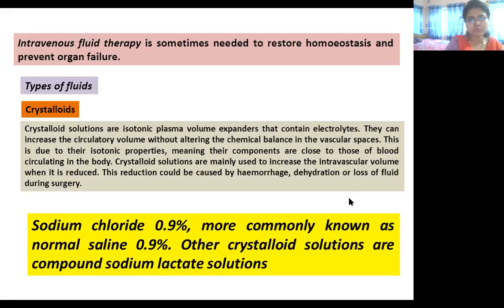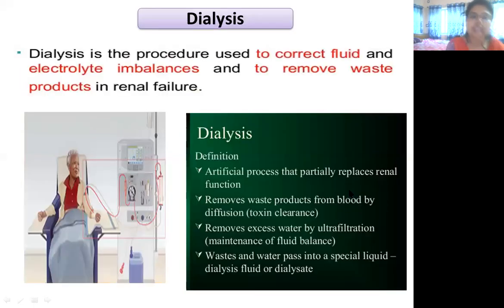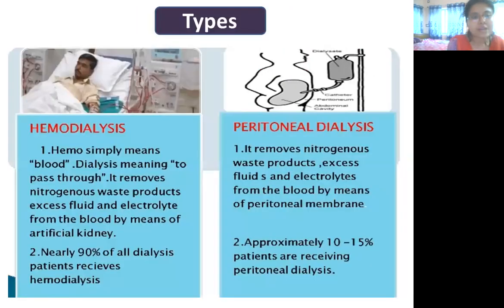Now, moving to the next part, that is dialysis. Dialysis, what is meant by that? Dialysis is a procedure to correct the fluid and electrolyte imbalance and to remove the waste products when we are in a renal failure condition. Dialysis is an artificial process that partially replaces the renal function, removes the waste products from our blood by diffusion, and removes excess water by ultrafiltration, as the waste and water pass into a special liquid called dialysate. Now, there are two types of dialysis.